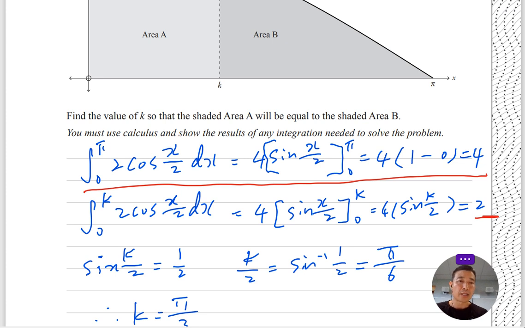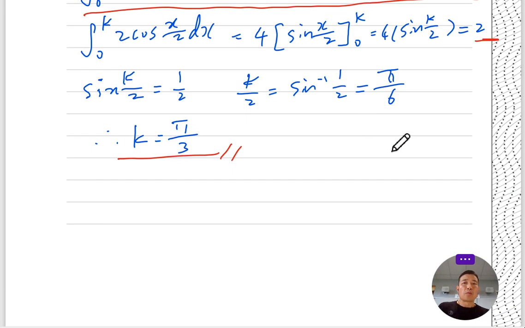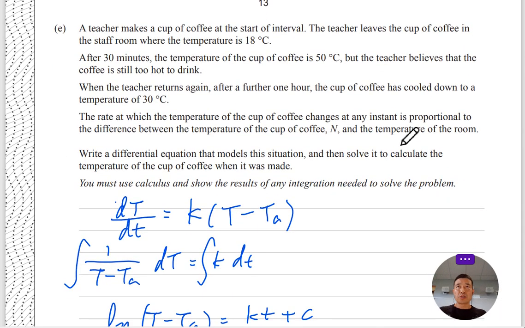So 0 to k is 2. So basically you solve it, right? Then you will find k must be pi over 3. Well, you can change it to decimal, but I know that sine inverse half is 30 degrees, which is pi over 6. Yeah, so that's why I made it an exact answer, a better way. And the next question is a Newton's cooling law problem, isn't it?